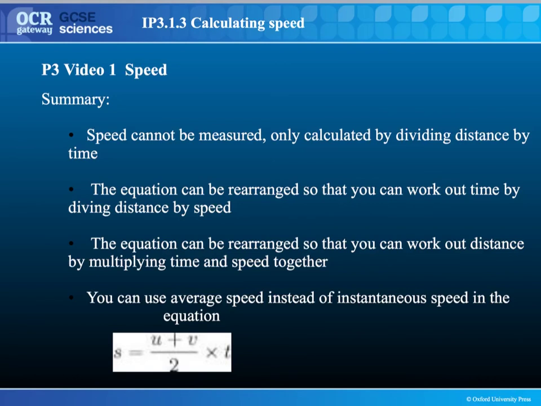So the summary points for this first video. 1. You cannot measure speed. You can only calculate it by dividing a distance by time. That distance can be really, really small. The time interval can be really small, but it has to be calculated. We can rearrange the speed equals distance over time equation so that you can work out time by dividing distance by speed. You can also rearrange it so you can work out distance by multiplying time and speed together. Also, you can work out average speed, starting speed or end speed by using the first of the SUVAT equations, S equals U plus V over 2 times by T.